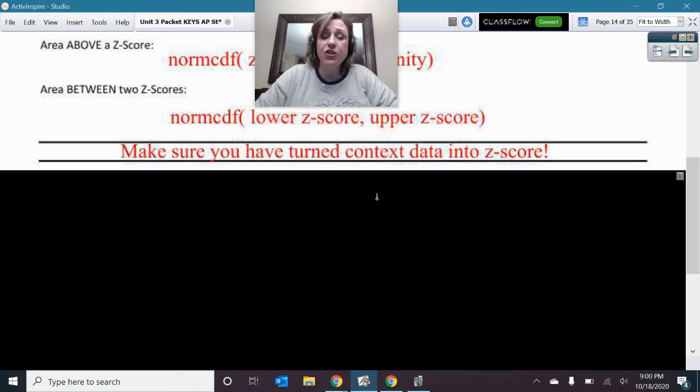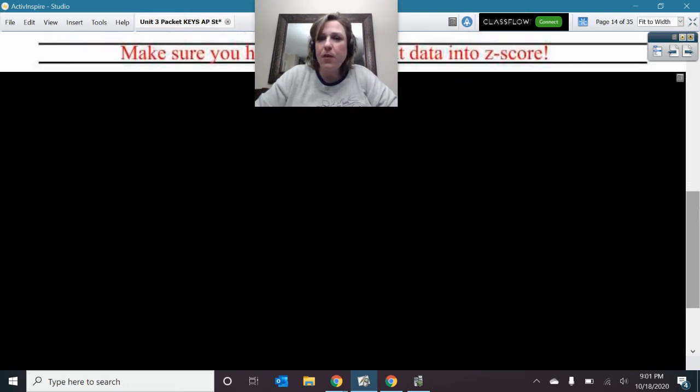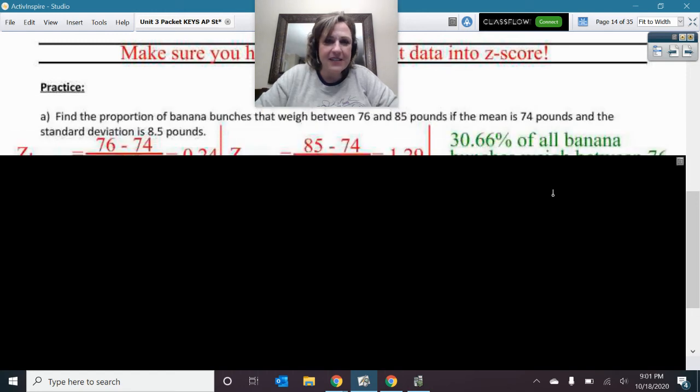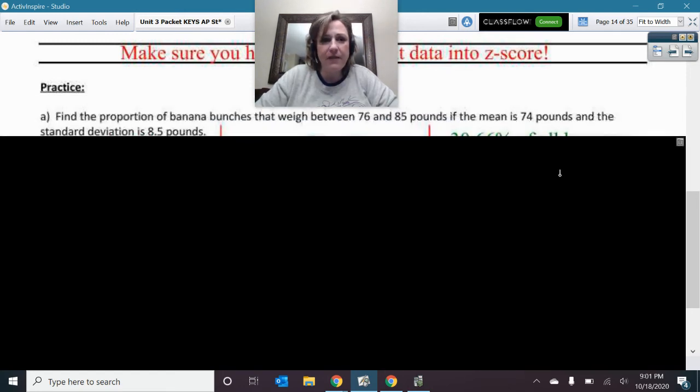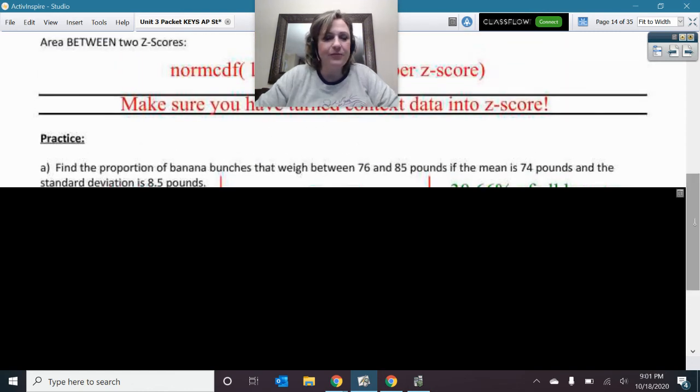All right, make sure that you've turned your context into z-scores. I even did this on my first problem. It's been a while since I've done this. So I want you to practice these. Stop the video and practice these ones here and then check yourself.